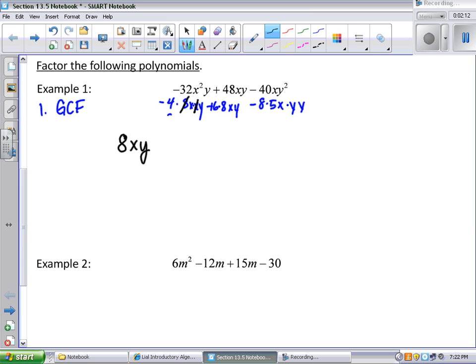If I do 8xy, 8xy, 8xy, then I can look at what's left. -4x plus 6 minus 5y. And when I look inside parentheses, 4 and 5 have nothing in common, x and y have nothing in common. I've factored that polynomial.